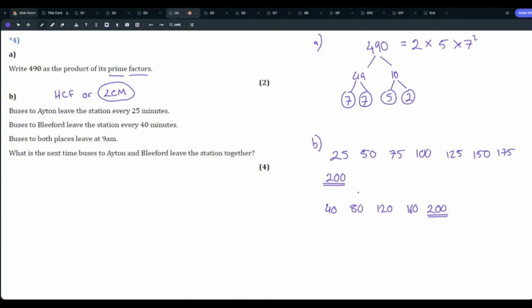So what it's saying is that after 200 minutes, that's when the two buses will arrive at the same time again. Well, what is 200 minutes? Well, this is 180 minutes, which is 3 hours, plus 20 minutes. So we're looking for 3 hours and 20 minutes from 9 AM. 3 hours, of course, will be 12 PM. Oops, 12 PM and 20 minutes. That'll be 12.20. So 12.20 PM. And that is our final answer.